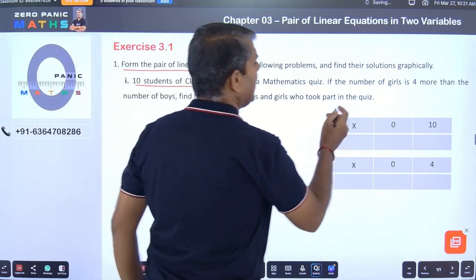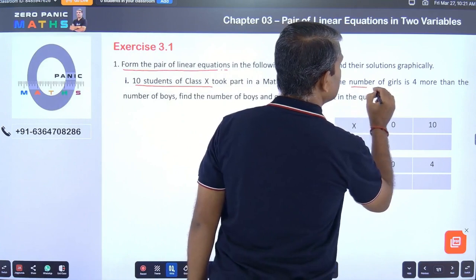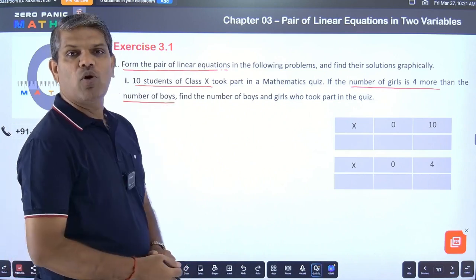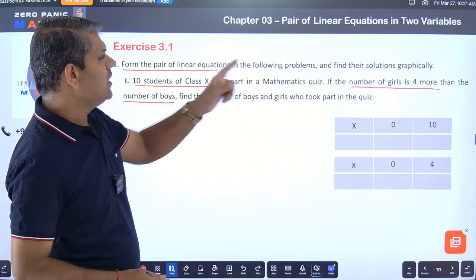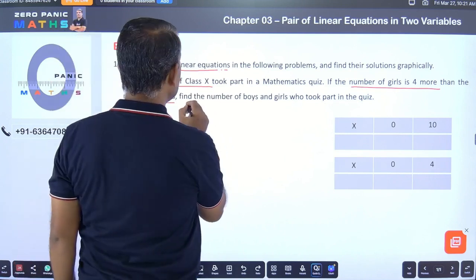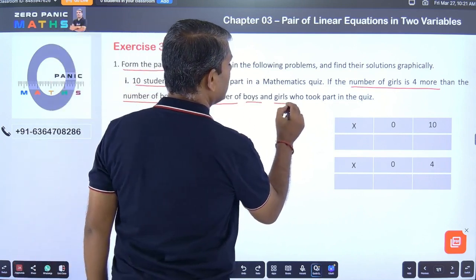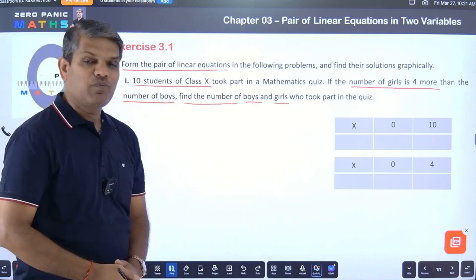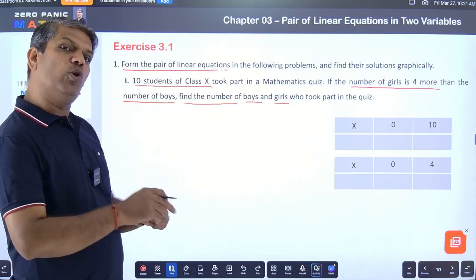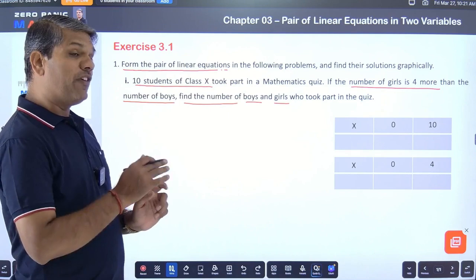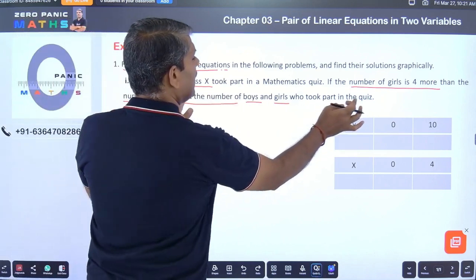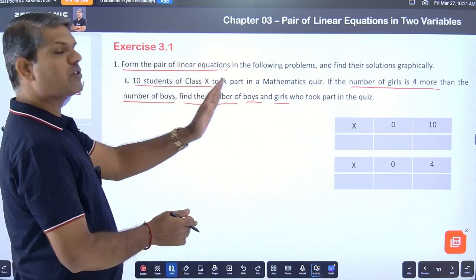Secondly, if the number of girls is 4 more than the number of boys, this is one more information given. The number of girls is 4 more than the number of boys. And finally, find the number of boys and girls. This is what our question is. By reading the question, first of all, I recommend you to go to the last part of the question, wherein you will get what is to be found.